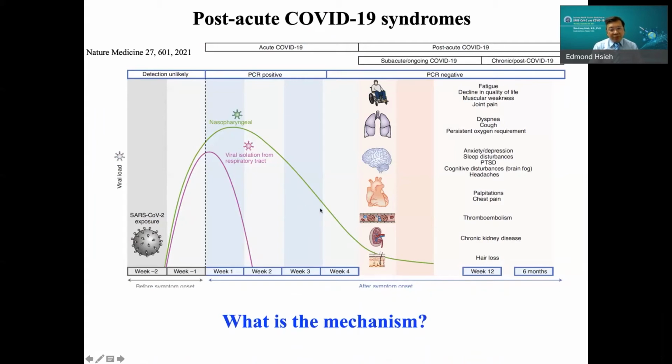But the real trouble begins after a patient becomes PCR negative. You will find that when the virus titer goes down, during the so-called PCR negative stage, the patients, even if they survive, begin to develop various kinds of symptoms, including fatigue, dyspnea, cough, and lung fibrosis, the so-called persistent oxygen requirement. They also have some neurological symptoms, including cognitive problems, and also palpitations and emboli. So what's the mechanism?